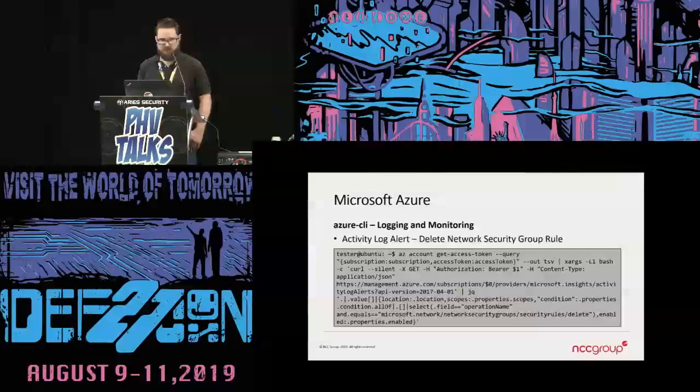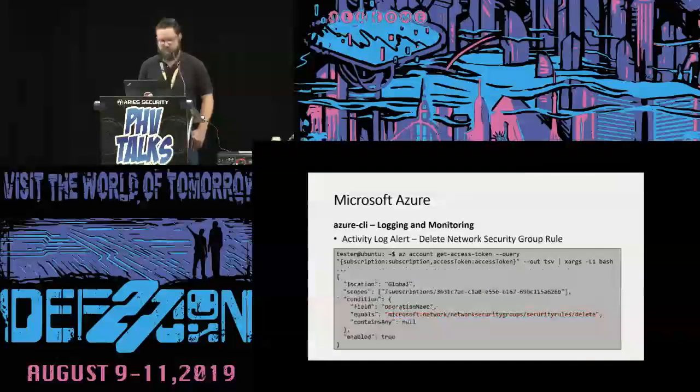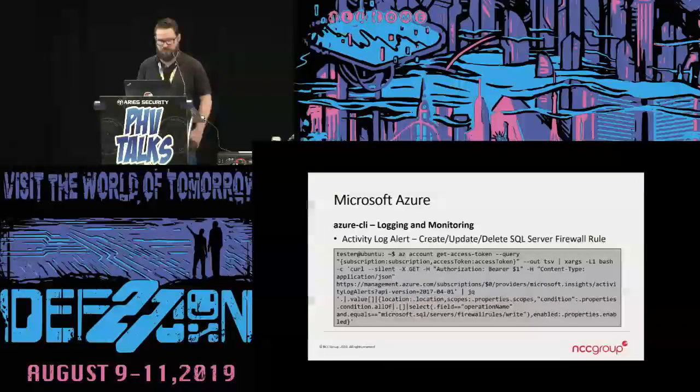Same thing for delete. Run a very similar command, but with the security rules delete action. We get some output here. We see that the location is also set to global. Subscription is properly set on the account, and enabled is true.